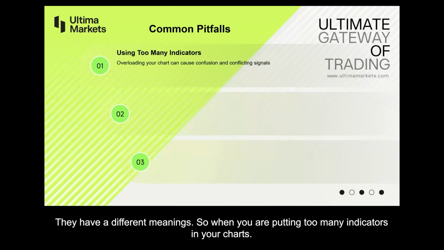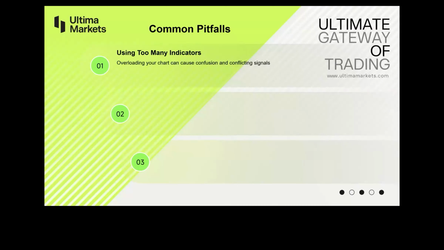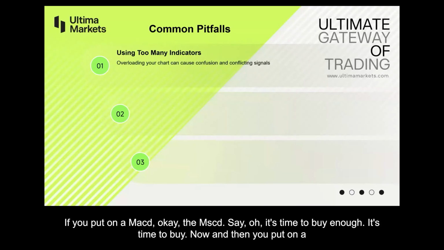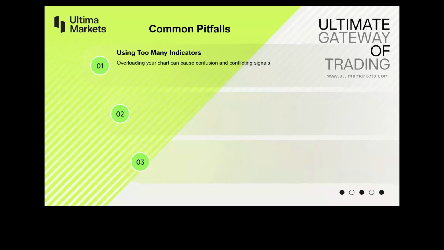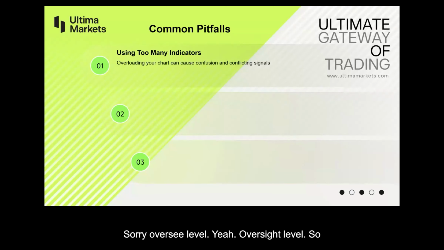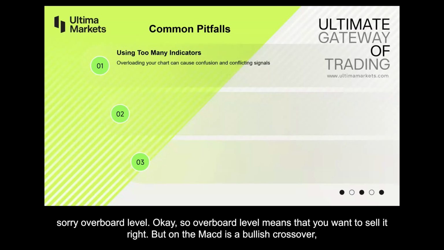So when you are putting too many indicators in your charts, you are easily overloading your charts and you can cause confusion or conflicting signals. For example, if you put on an MACD, the MACD says it's time to buy now. And then you put on, let's say, stochastic, and the stochastic shows that the price is at an overbought level. Overbought level means that you want to sell it, right?